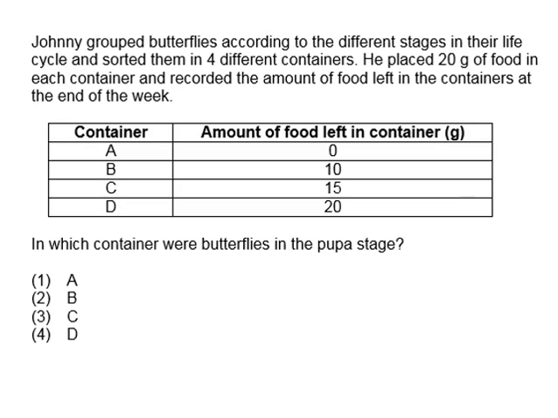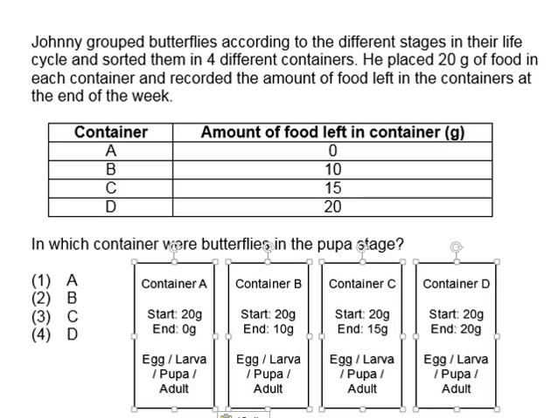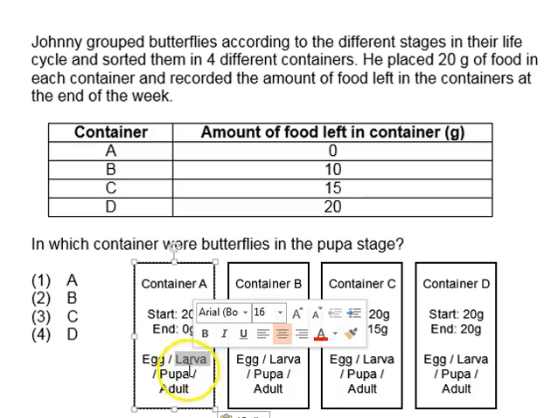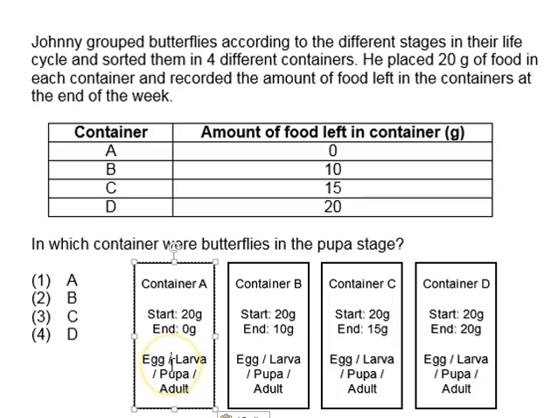Johnny groups butterflies according to the different stages. So you can just imagine Johnny has four containers A, B, C, and D, and in each container he puts 20 grams of food at the start of the experiment. By the end of the experiment, some of the food is totally gone, while some of the food is not touched at all. Now, as long as the food has reduced, that means there must be either the larva or the adult stage. These are the only two.